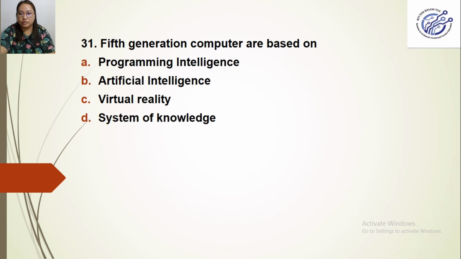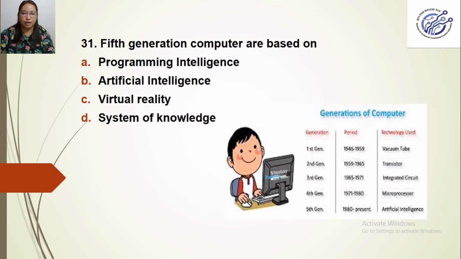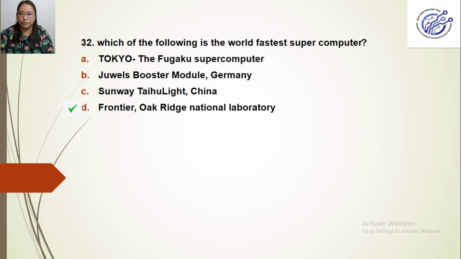Then 31. So fifth generation computers are based on A. Programming intelligence, B. Artificial intelligence, C. Virtual reality, and D. System of knowledge. So na-present na po itong concept na to kanina. So yung fifth generation computer po natin ay siya po yung present na ginagamit natin na mga computer. Meron po siyang artificial intelligence na ginagamit po as technology. So 31 is letter B.